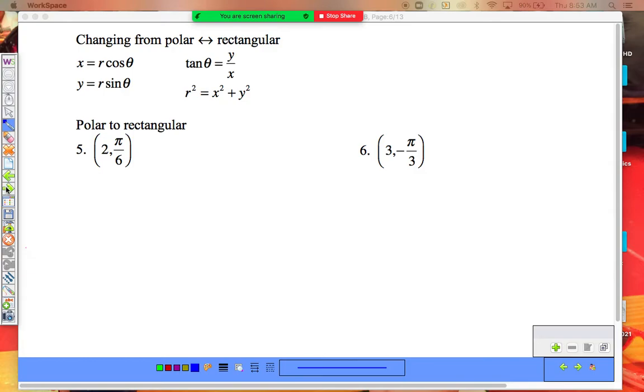Those are new. But the next 2, tangent of theta is y over x. We've done that forever this semester. And r squared equals x squared plus y squared. That's how we find our hypotenuse. That's the Pythagorean theorem. We've done that several times, maybe not written like that. But r is your hypotenuse. That's your distance. So x equals r cosine theta, y equals r sine theta, tangent of theta is y over x, and r squared equals x squared plus y squared.